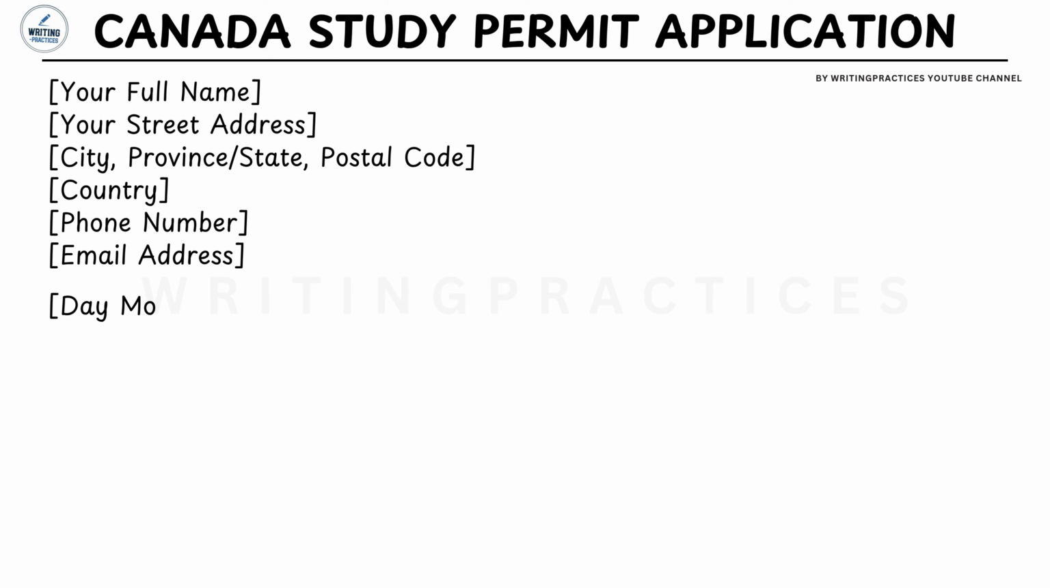Date. Next, write the date the letter is prepared. For example, May 7th, 2026. This shows when the application letter was officially written.